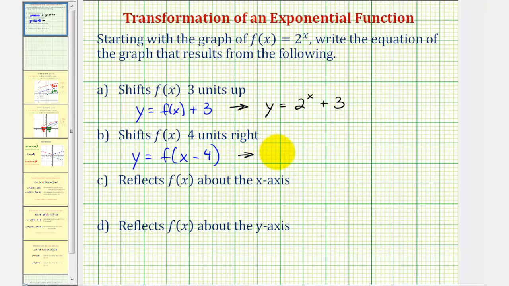which means our equation would be y equals 2. Now we're substituting x minus 4 for x, so we'd have 2 raised to the power of x minus 4. So to enter this into online homework, you do want to be careful. This would be y equals 2 raised to the power of, in parentheses, x minus 4. These parentheses indicate that the exponent is x minus 4. Now we want to reflect f of x across the x-axis and then the y-axis.